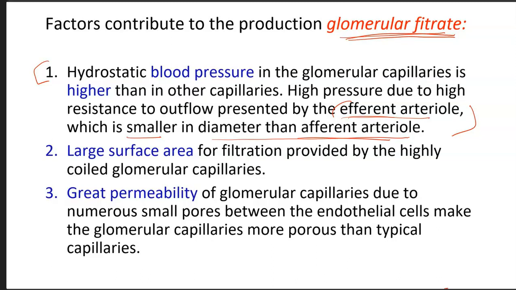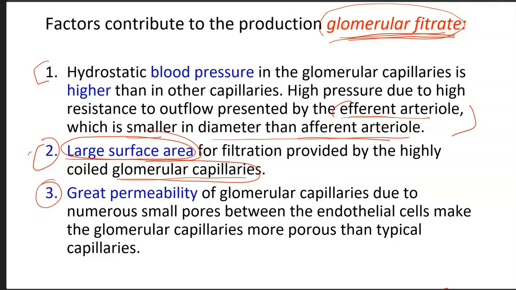Okay. So the second factor that contributes to the formation of glomerular filtrate is large surface area. Large surface area for filtration is provided by the highly coiled glomerular capillaries. If you refer to the structure of the nephron earlier, you will find the glomerulus contains a dense, coiled ball of capillaries. So the glomerulus has a higher density of blood capillaries. This is to create a higher surface area, so more blood can be filtered to form the filtrate in the Bowman capsule.